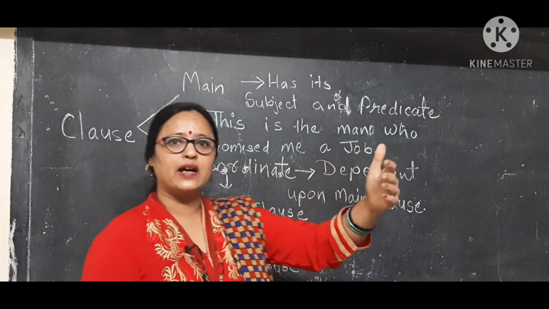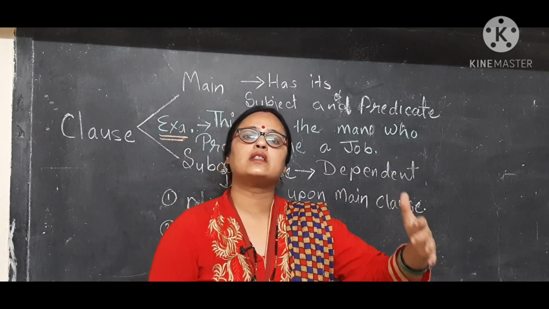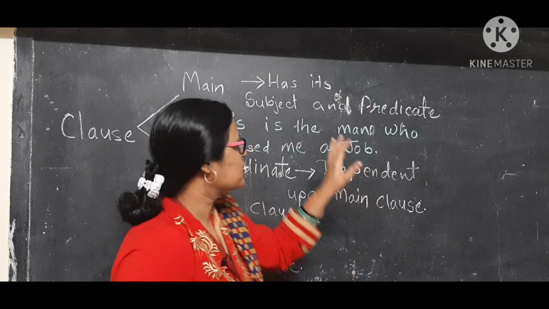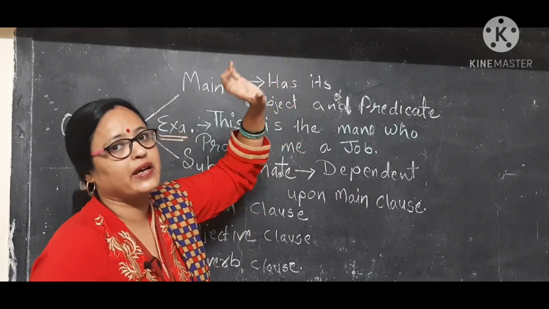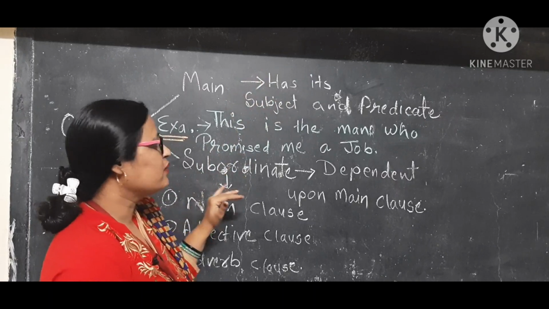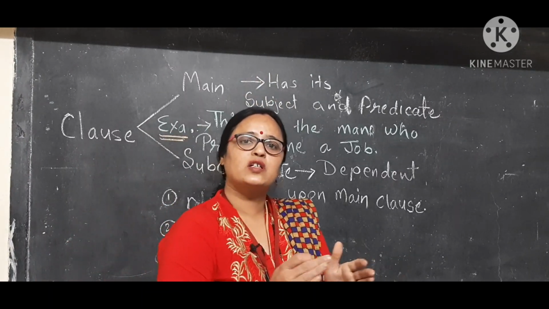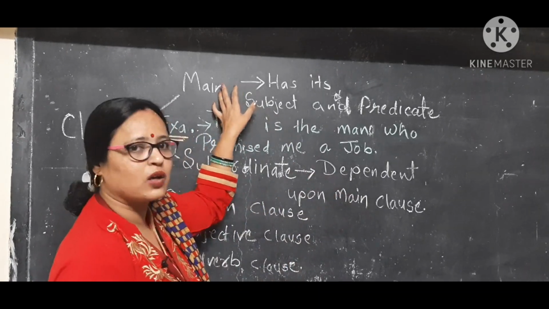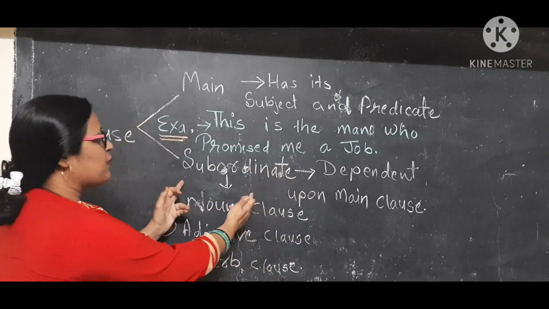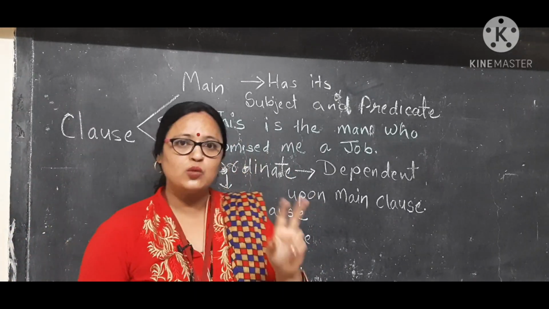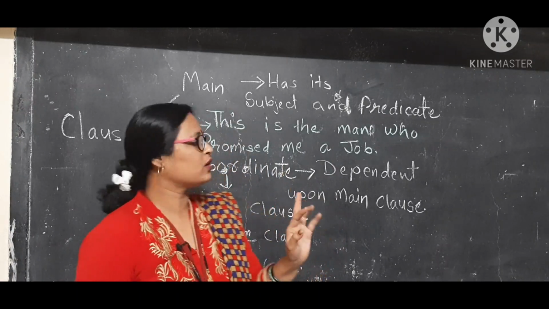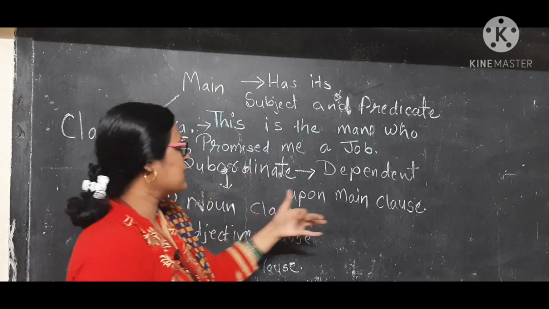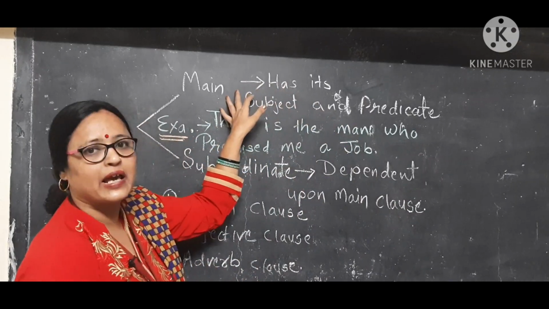Just like I told you, this is the video. This sentence has its own subject and predicate, so it has its own complete meaning. That's why it is a main clause. And while we are talking about the second part, which is made by me, it is dependent on the main clause. Such a part is known as a subordinate clause. So a clause has two parts, main clause and subordinate clause, and subordinate clause is also known as dependent, and the main clause as independent.